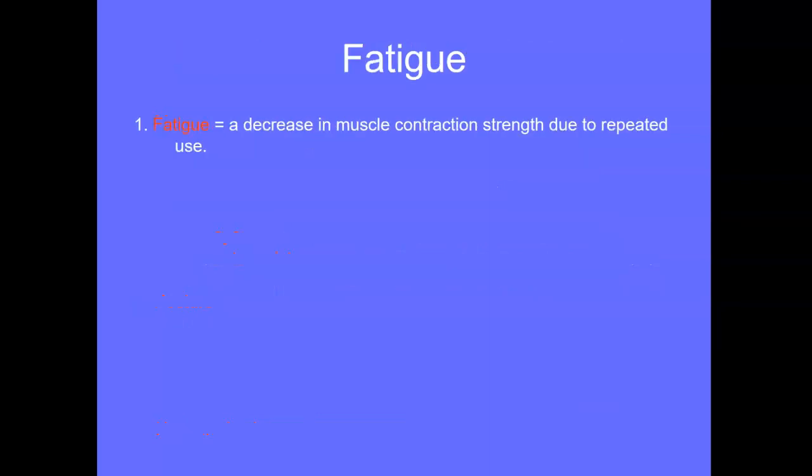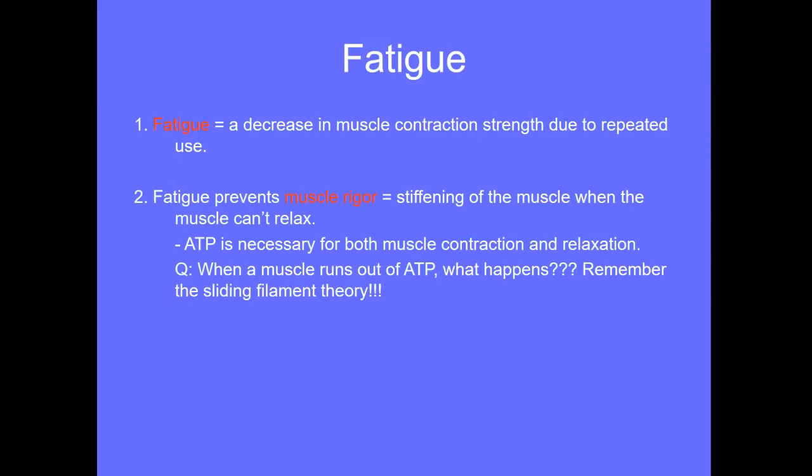What happens when you do too much muscle contraction over too long a period of time? Well, muscles can run out of energy, and that's called muscle fatigue. Muscle fatigue is the decrease in muscle contraction strength due to repeated use or constant use. All right. Fatigue prevents what we call muscle rigor. If you stay in the same position for too long, if you maintain a contraction for a long time, the muscles eventually have trouble relaxing.